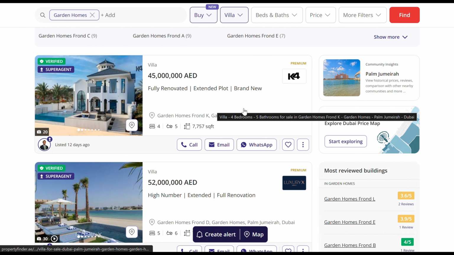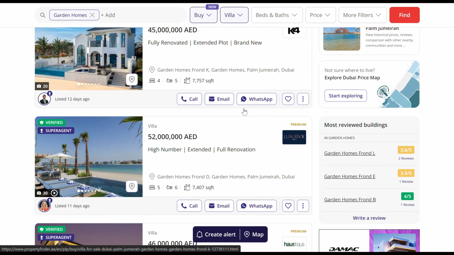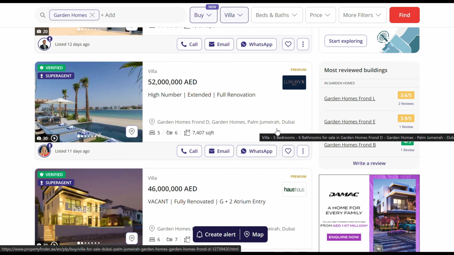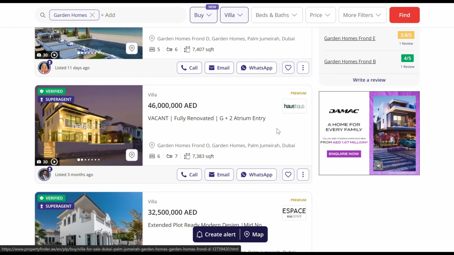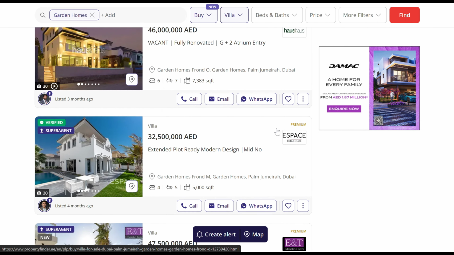Here we have a villa for 45 million dirham. It is on sale on Property Finder for 45 million. The size is over here 7,757 square feet. There is another one with 52 million dirhams in demand. Size is 7,400, 46 million, 32 million, 32 million 500,000, 47.5 million, 43 million, 37 million. These are the prices for the smallest types of villas, which are called garden homes, in Palm Jumeirah.